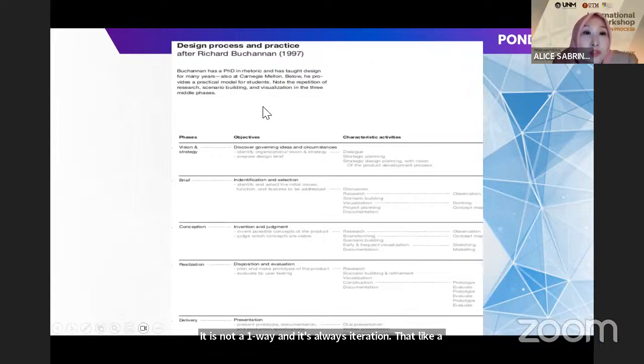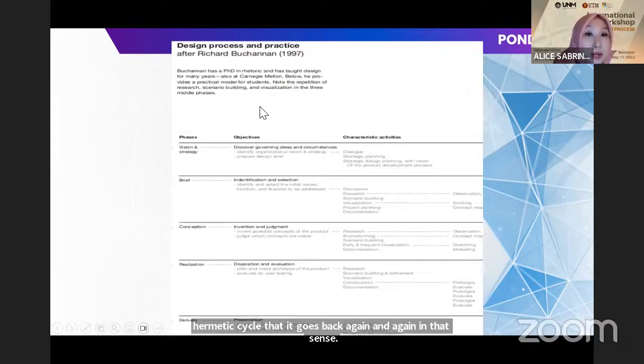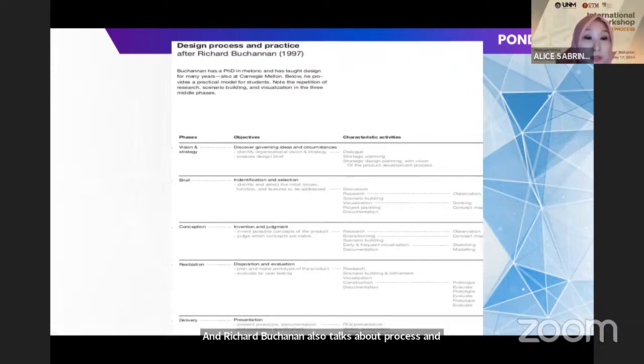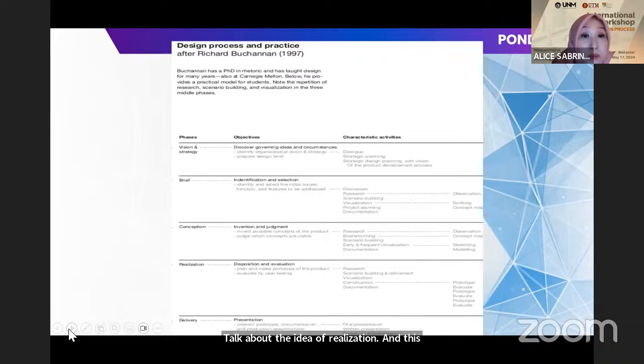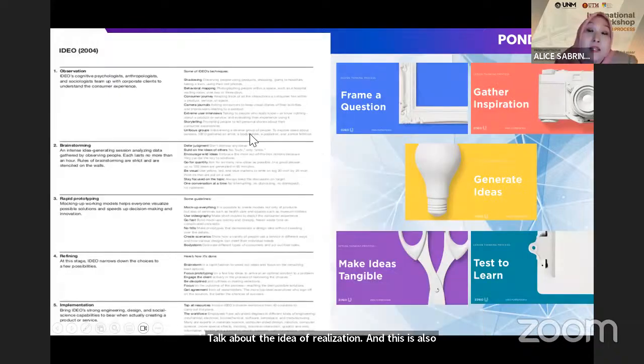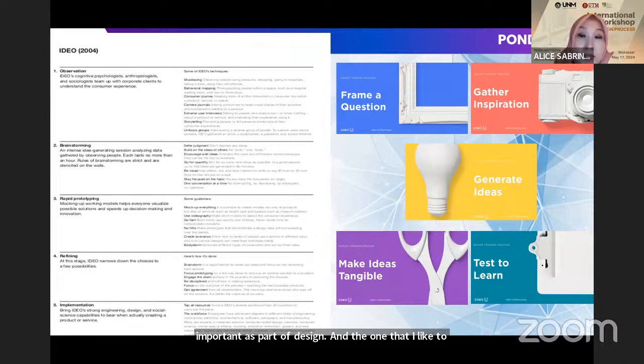And Richard Buchanan also talks about process and practices, where he talks about the rhetoric and the belief in design that adds to the idea of delivery and presentation. Talk about the idea of realization. And this is also important as part of design. And the one that I like to highlight today is IDEO. Because IDEO is the most successful company that talks about product making to suit all the needs of the common people and also the society.